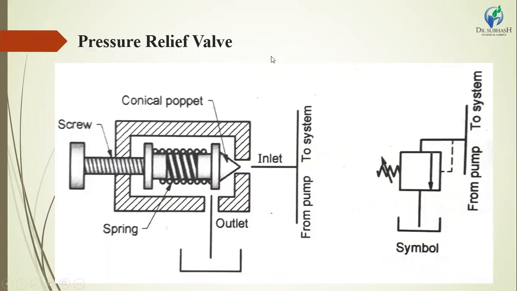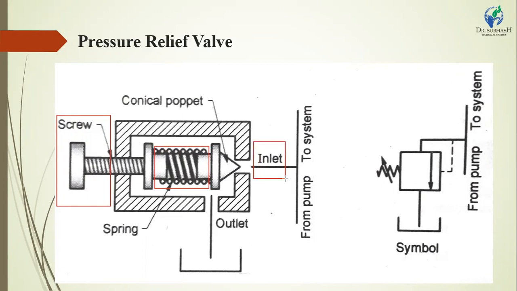First is a pressure relief valve. We have to show the components. Here is an adjusting screw, so we can adjust the opening and closing area of the pressure control valve. In the middle side, one spring is attached to give a return force and put it in its original condition.